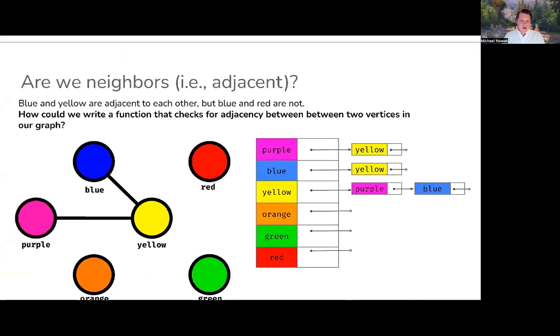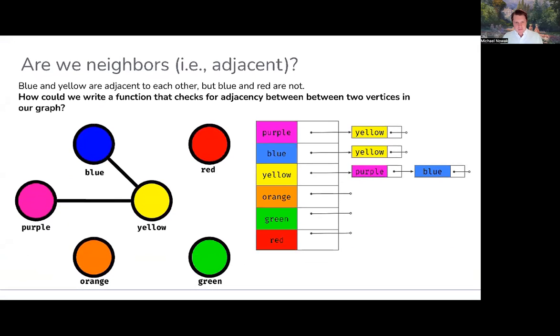So if we go ahead and look at our graph here, any two vertices for which an edge exists between them, we're going to consider adjacent by definition, and we'll consider them neighbors for a different flavor of vocabulary. So the question is, how can we write a function that checks for adjacency between two vertices in our graph? And what's important to recognize here is that we are dealing with undirected edges. So let's go ahead and look at our implementation here.